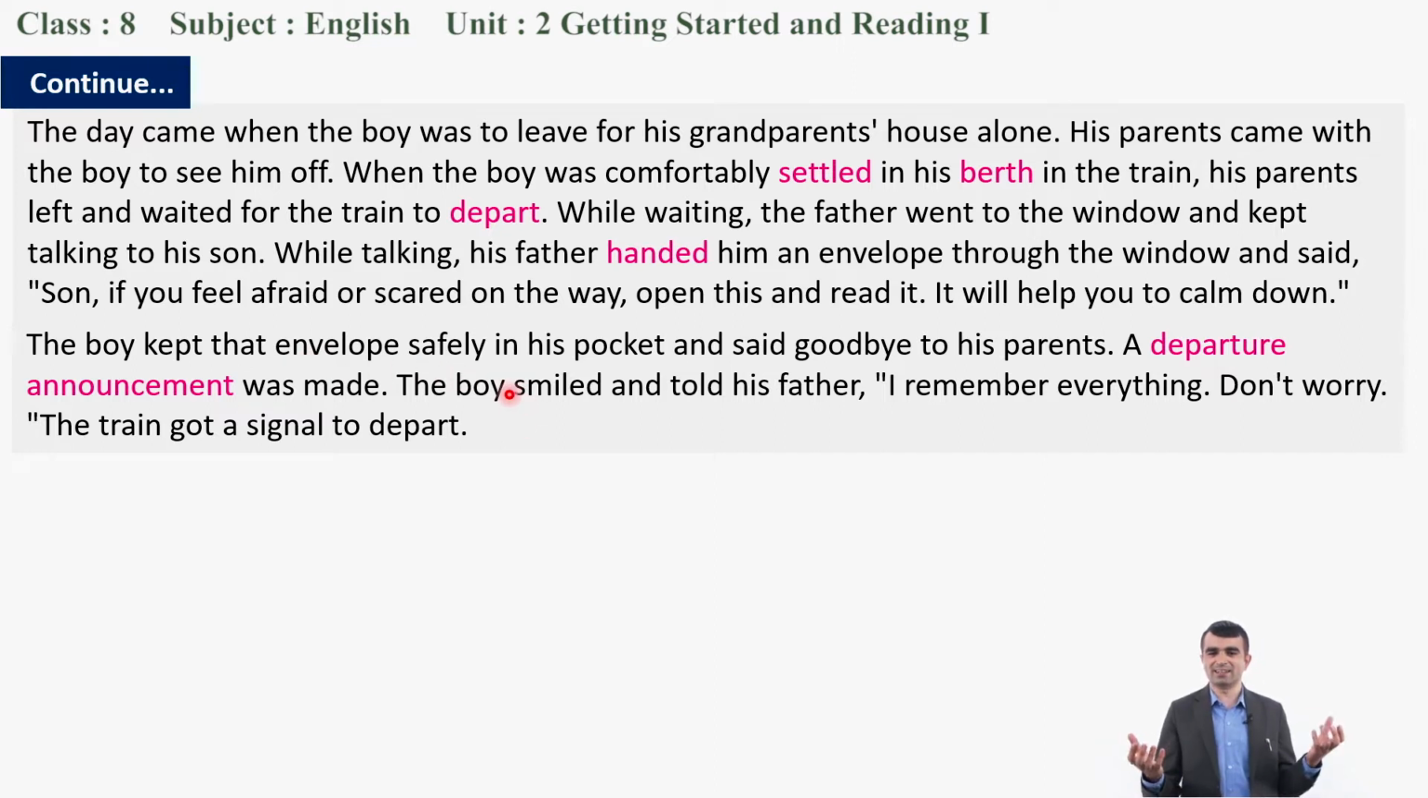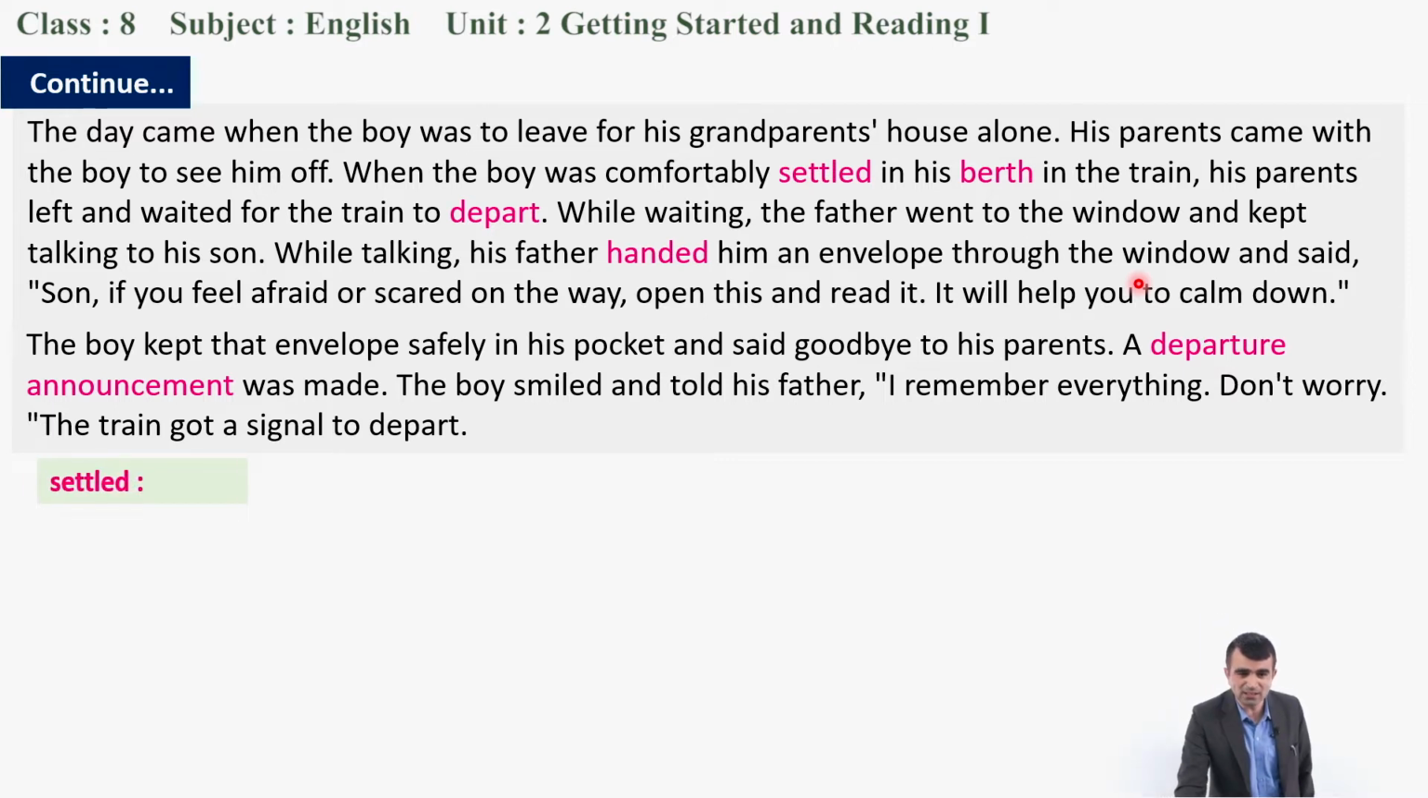The boy smiled and told his father, "I remember everything. Don't worry, the train got a signal to depart." Okay. Now, here there are some words, several words. Okay, let's see what they mean.